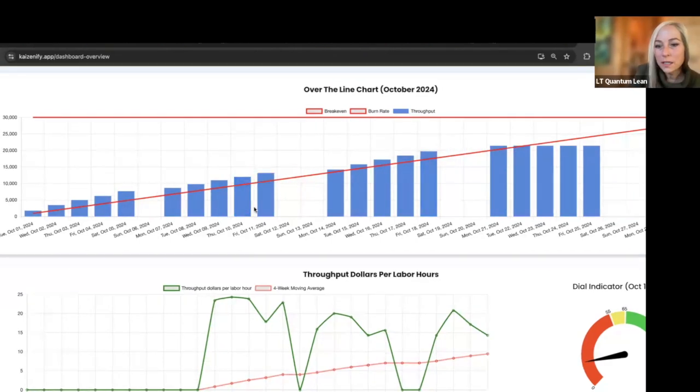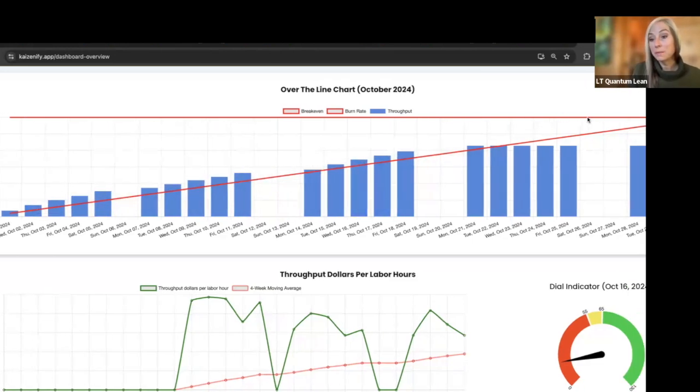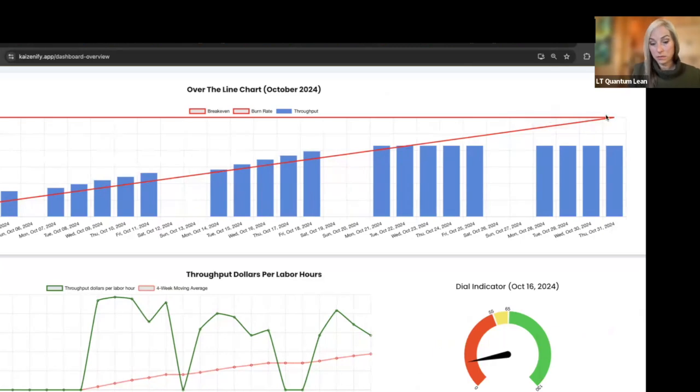So in this case, you can see we just barely made it over the line. We just barely broke even that day. So we must have had a big problem on Monday. Our throughput wasn't as good as it had been previously. As soon as I'm above that line, I'm above my break even. Ultimately, I need to get above this line at the end here, right?